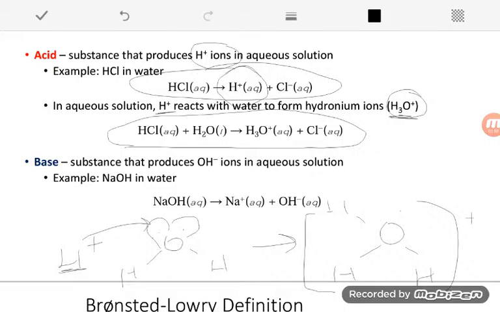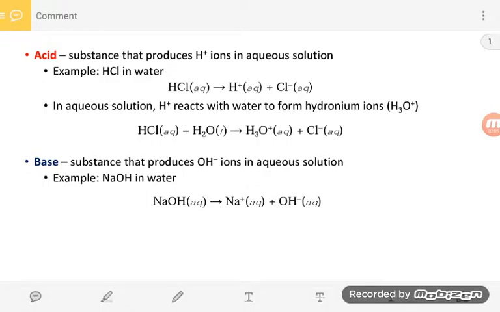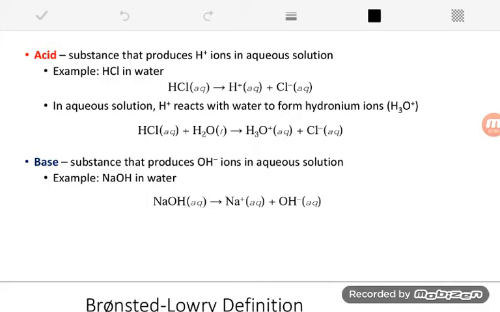HCl reacts with water, and it gives it a hydrogen to make this H3O+, and leave behind that chloride ion. A base, on the other hand, is a substance that produces hydroxide ions in aqueous solution. So for instance, sodium hydroxide will break apart to form sodium and hydroxide. And hydroxide will hang out by himself. He has no problem with that. So we can see that for acids, the main thing is that you produce this hydronium ion, whereas for bases, the main thing is that you produce this hydroxide.